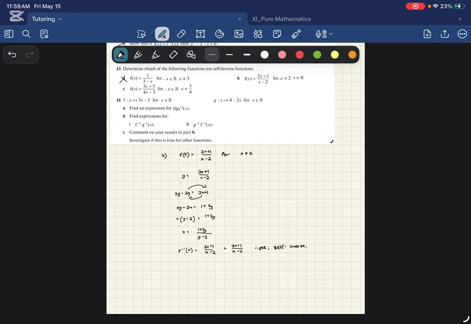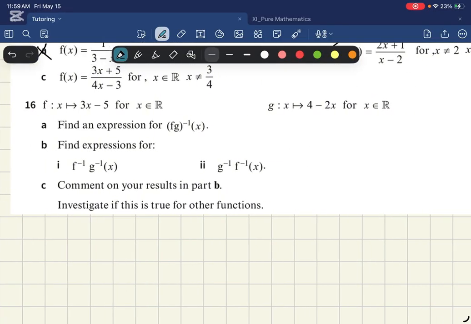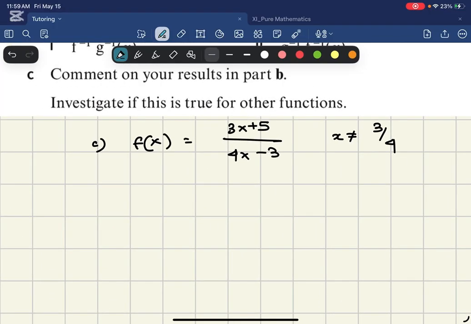All right. So B is self-inverse. And finally, let's look at C. C just says f of x is equal to (3x + 5)/(4x - 3) for x not equal to 3/4. All right. So y is equal to (3x + 5)/(4x - 3).